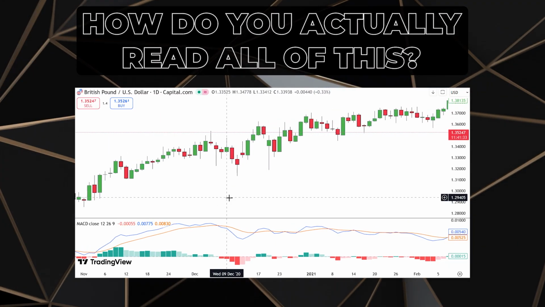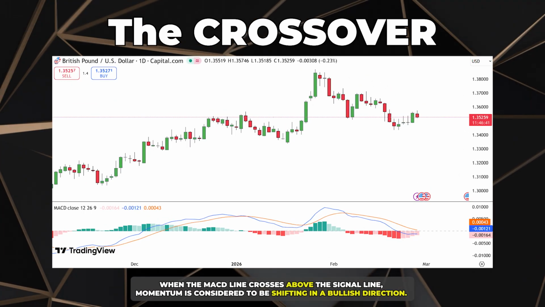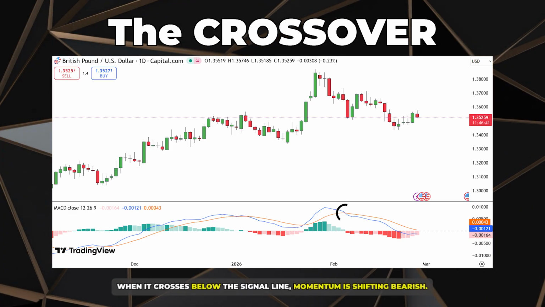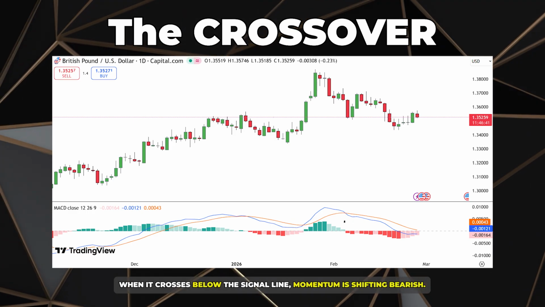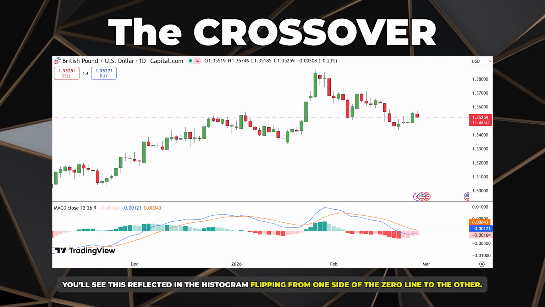So how do you actually read all of this? The most commonly referenced event on MACD is the crossover. When the MACD line crosses above the signal line, momentum is considered to be shifting in a bullish direction. When it crosses below, momentum is shifting bearish. You'll see this reflected in the histogram flipping from one side of the zero line to the other.